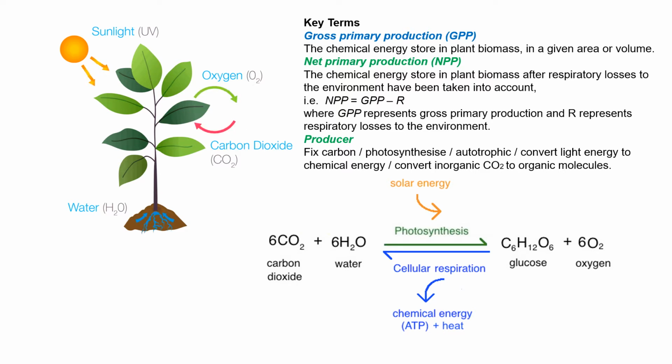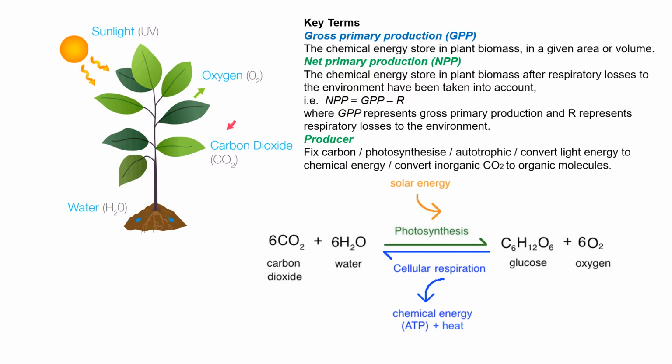So we've got some terms here to relate to our producers. We've got here the gross primary production and the net primary production. So gross primary production, the definition here says the chemical energy store in plant biomass in a given area or volume. So we can think about it as being the total amount of light energy that is converted into chemical potential energy by the plant. So it's effectively the total amount of glucose that the plant makes by photosynthesis.